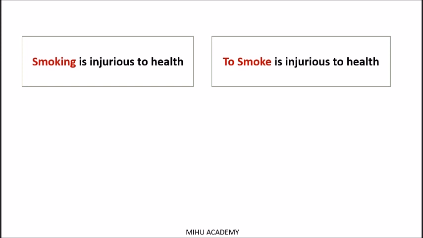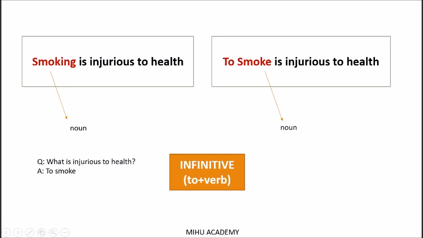What is injurious to health? To smoke. To smoke is not an action here. It is a noun. So when a verb is combined with the ing form, we call it a gerund. But here we see something with the preposition to. The kind of words that come with a to plus verb form are said to be nouns, and these are called infinitives. So what do we need to remember? Gerund and infinitive. These two appear to be verbs, but these are nouns.